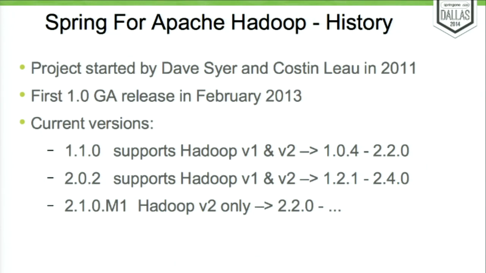That support is in the 2.0 series, which supports backwards to 1.2.1, and up to 2.5. 2.0.3 will actually support 2.5. And we're working on new features. We're putting those in 2.1. We just had a milestone 1 of that the other day. And that's only for Hadoop version 2 support. So no backwards compatibility with Hadoop 1. So if you have Hadoop 1, you need to use 2.0.2 or 1.1.0.